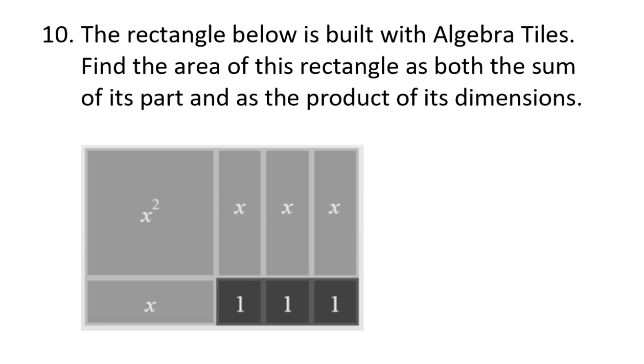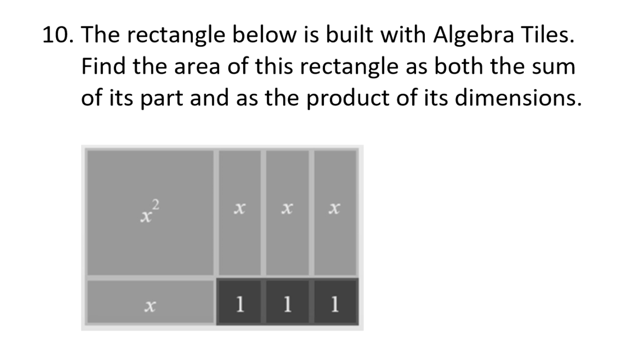The rectangle below is built with algebra tiles. Find the area of this rectangle as both the sum of its parts and as the product of its dimensions. So any rectangle has two dimensions, its length and its width.